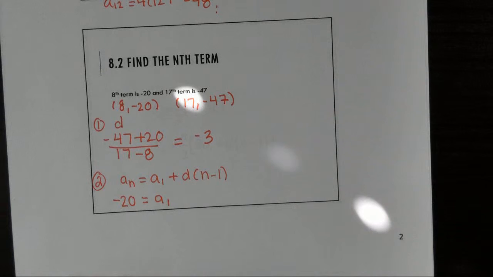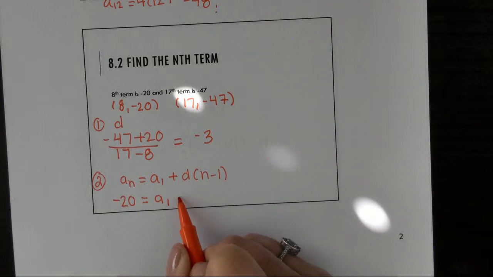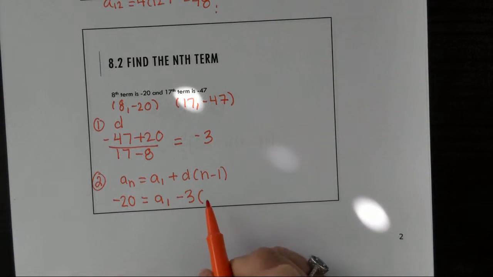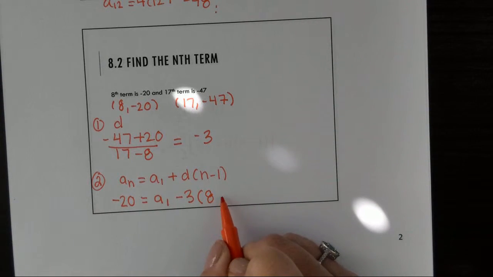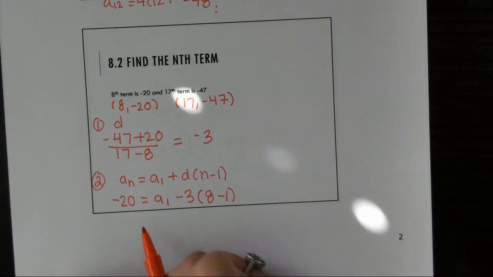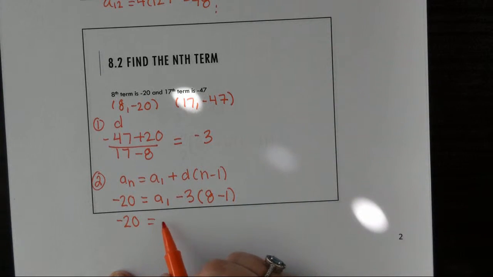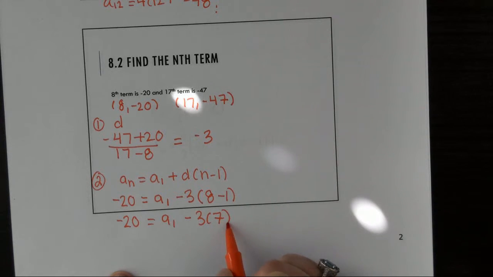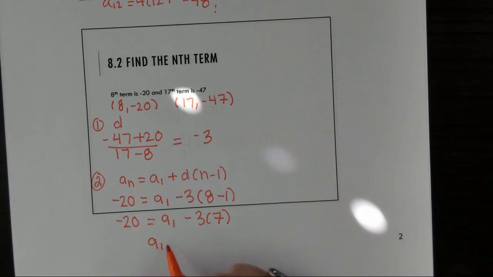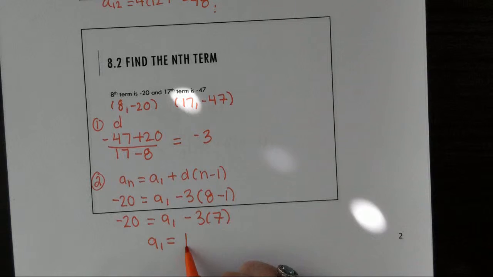We don't know our first term. Our common difference is negative 3. And our term number is 8. So we're going to have 8 minus 1. So this is negative 20 equals a sub 1 minus 3 times 7. Okay, and when we solve for a sub 1, we are going to get 1.